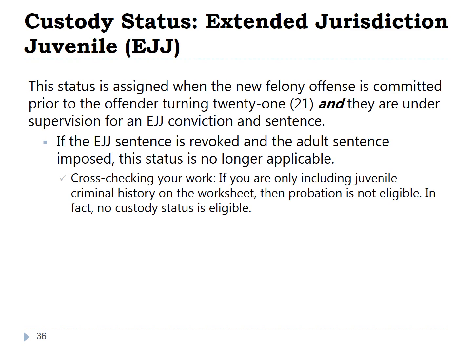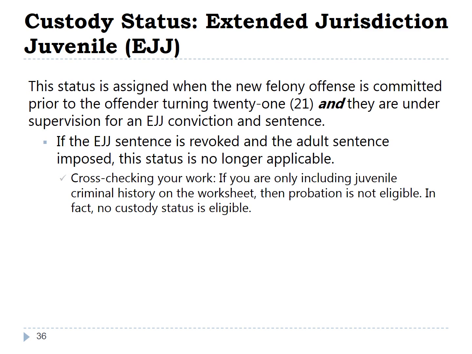So first of all, the defendant has a prior EJJ sentence that has not been revoked, and two, the defendant is under the age of 21 when the current offense is committed. So for their current adult offense, they would get the custody status.